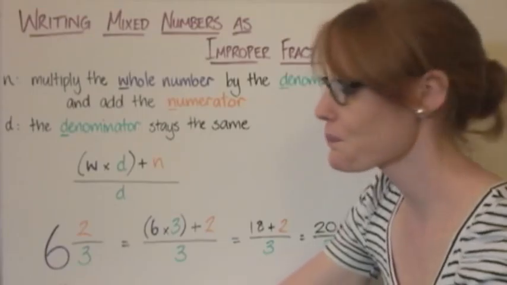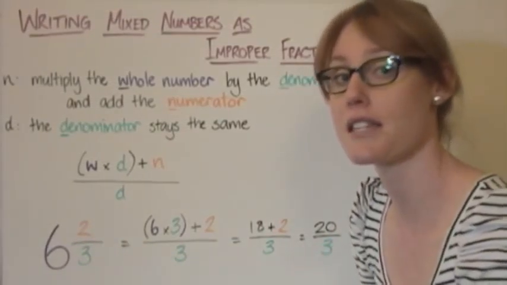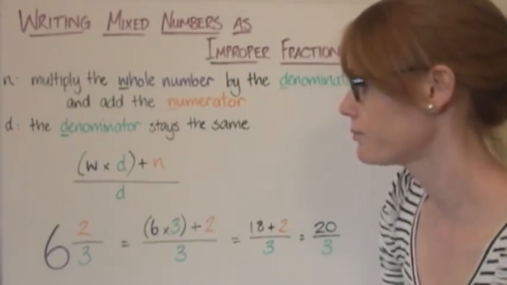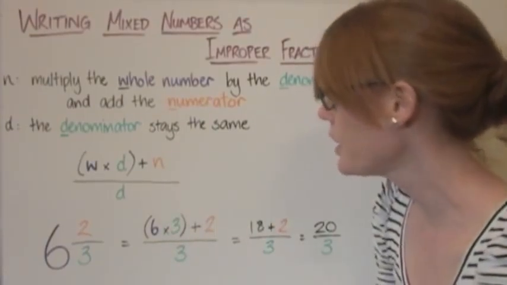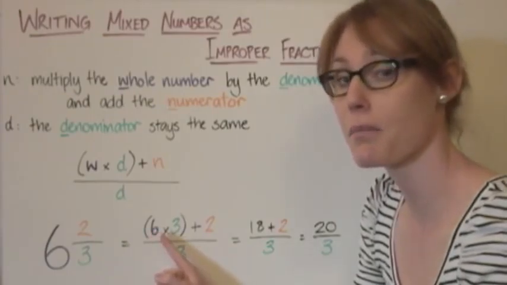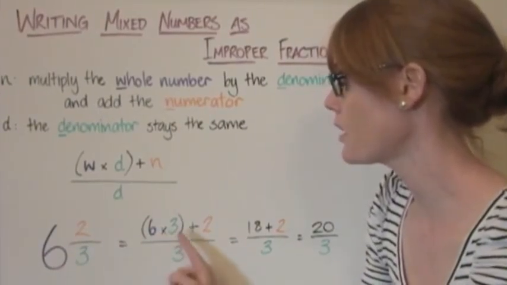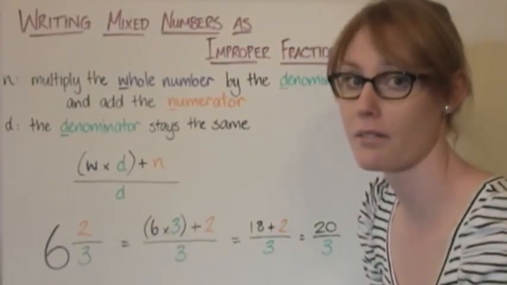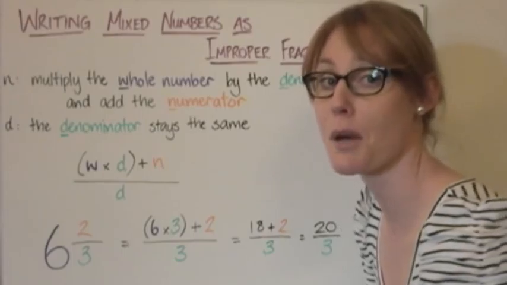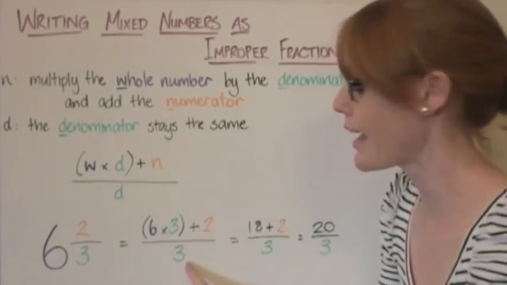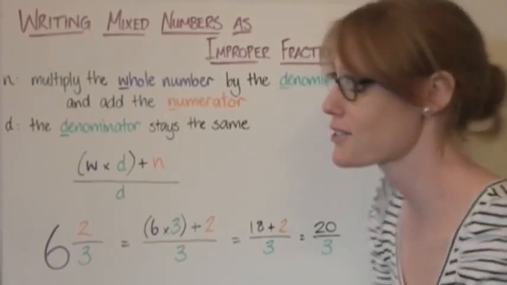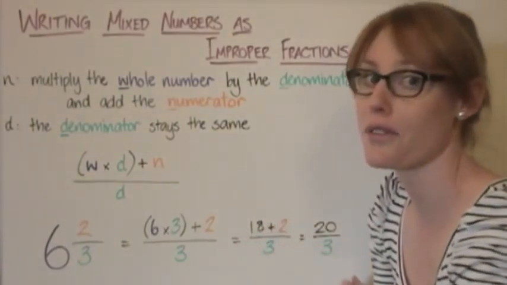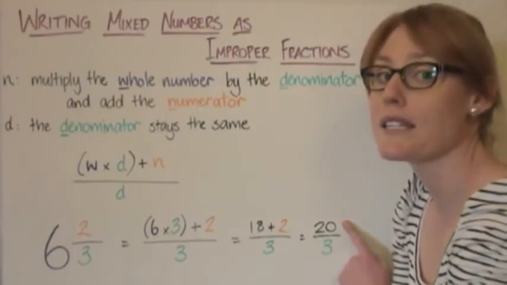So for example, if we have 6 and 2/3 as a mixed number, how would we change that into an improper fraction? Well, following our formula, we would multiply 6 by 3. 6 is the whole number, 3 is the denominator, and then we would add 2, which is our numerator. All of that will be placed on top of the vinculum, underneath which will lie our denominator, which doesn't change. So simplifying that, we have 18 plus 2 over 3 and that becomes 20 over 3.